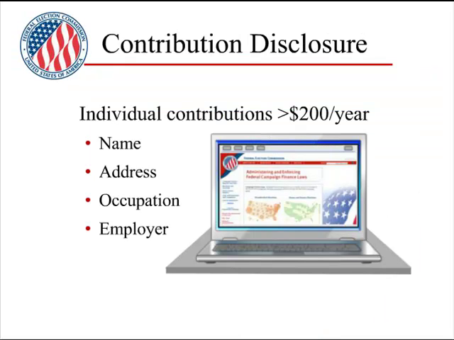If you contribute more than $200 to a federal candidate, PAC, or party committee, your name, address, occupation, and employer will be disclosed as part of the recipient committee's report to the FEC. Those reports are made public in the FEC's Public Records Office and on our website.